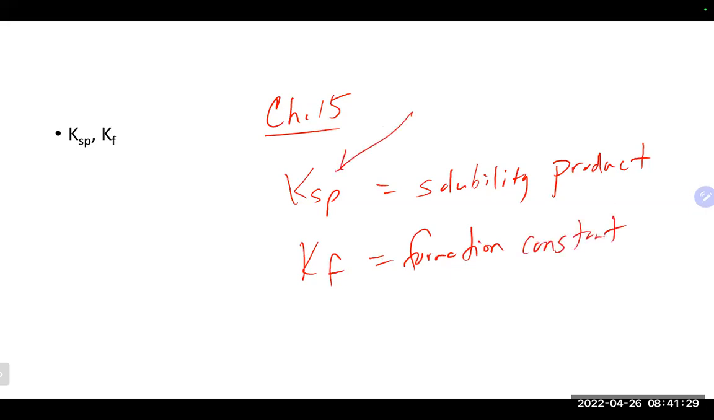This guy, as you can imagine, deals with sort of solubility. This guy, as we will talk about, deals with what are referred to as complex ions. So these are two types of equilibrium constants that deal with these two types of things. And they can sort of intermingle, if you will, as we'll see at the end here. But ultimately, as we will see, they really are still just equilibrium constants.